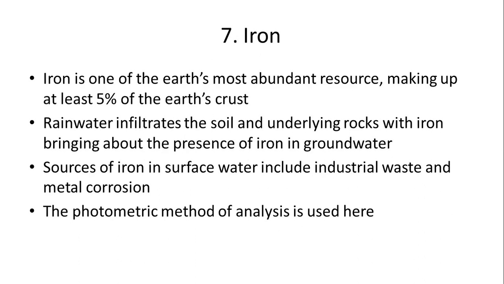So iron is one of the Earth's most abundant resources, making up at least 5% of the Earth's crust. Rainwater infiltrates the soil and underlying rocks with iron, bringing about the presence of iron in groundwater. Sources of iron in surface water include industrial waste and metal corrosion. We'll use the photometric method of analysis. Next slide.